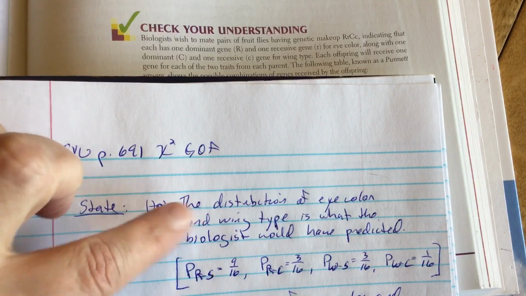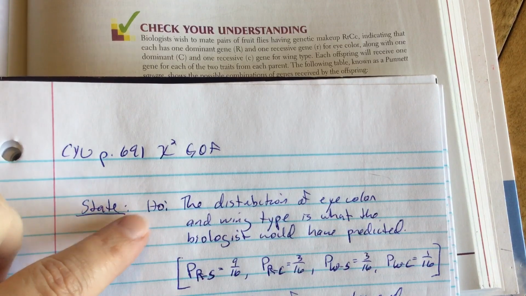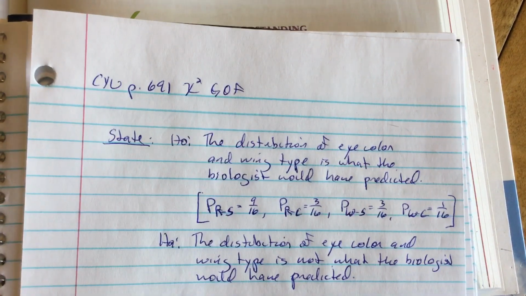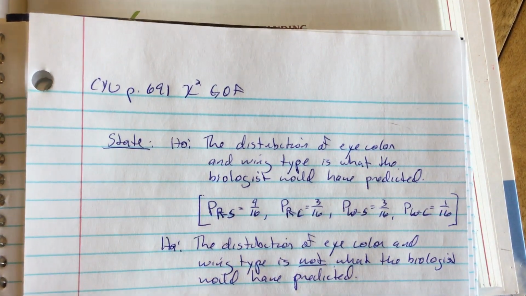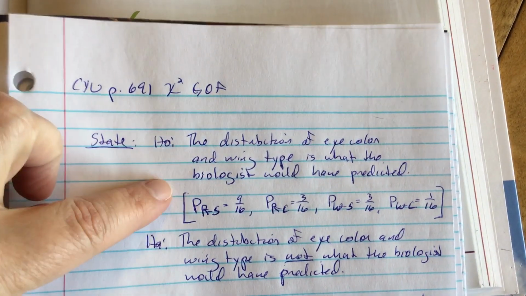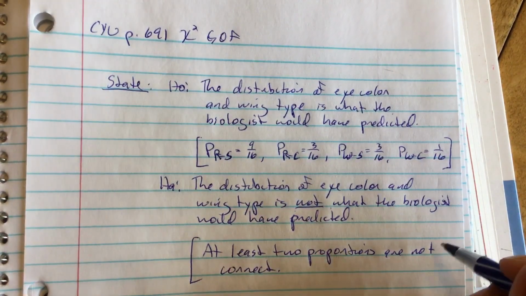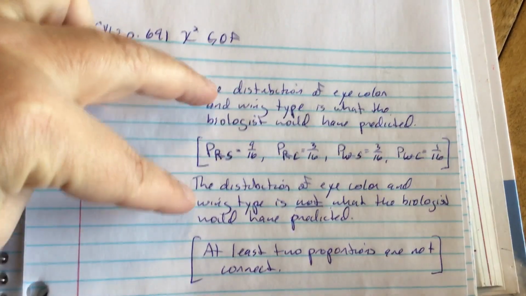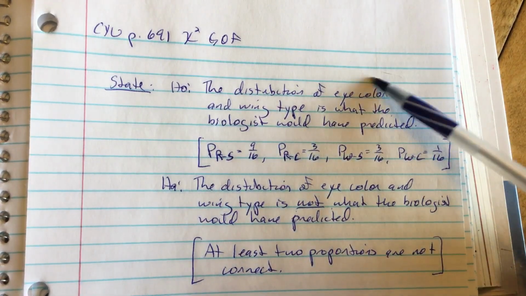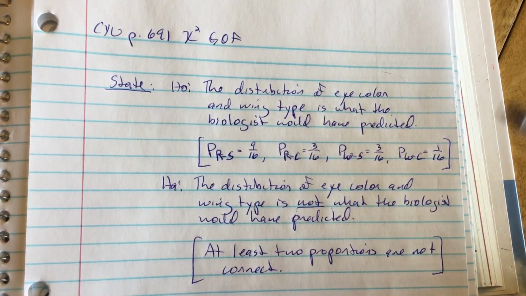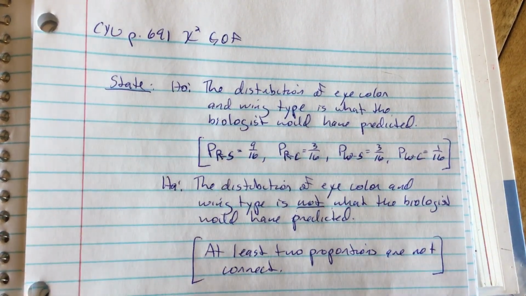So if I said the distribution of eye color and wing type is what the biologist would predict for my H0, my Ha is going to be that it's not what I predict. So the distribution of eye color and wing type is not what the biologist would have predicted. If I had put proportions for my H0, for my Ha I would have to say at least 2 of those proportions are not correct. So either these 2 go together or these 2 go together. You don't have to put all 4. I tend to use the words, because words just make more sense to me, but I want you to be familiar with it because you might see the proportions listed.